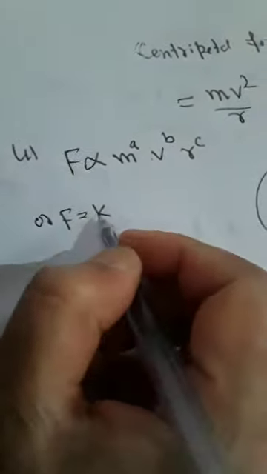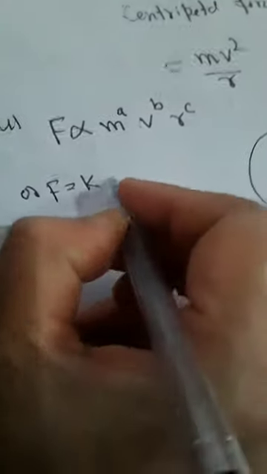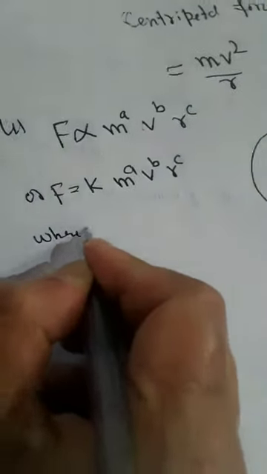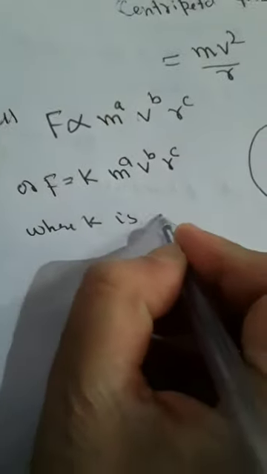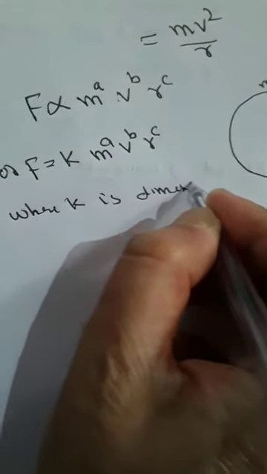Suppose we write F is directly proportional to m raised power a, v raised power b, r raised power c. This is the derivation of formula by using dimensional analysis. This is an important question sometimes asked. Or we can say F is equal to k, where k is a constant of proportionality, a dimensionless constant, times m raised power a, v raised power b, r raised power c.